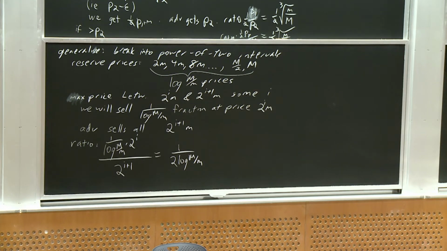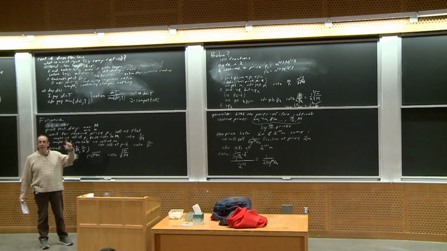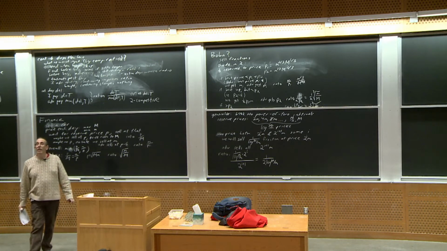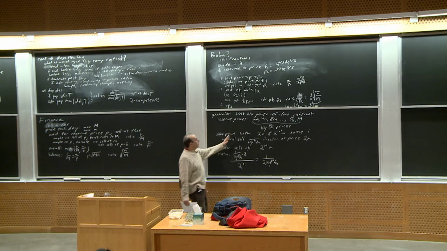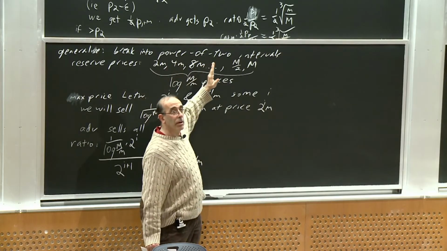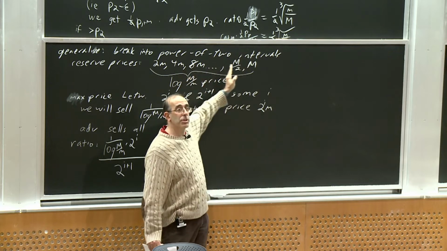So in fact, the ability to subdivide our commodity lets us improve from a square root competitive ratio to a log competitive ratio of the ratio between the max and min prices. Okay, pretty dramatic improvement. Yes? Why are we selling 1 over log m over m fraction? Because we have to keep some of our commodity for each possible reserve price.